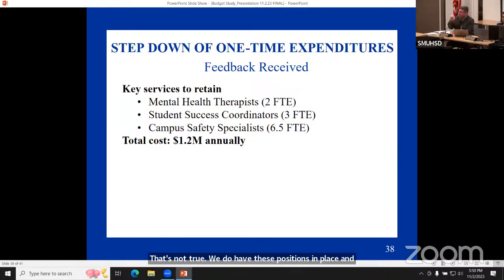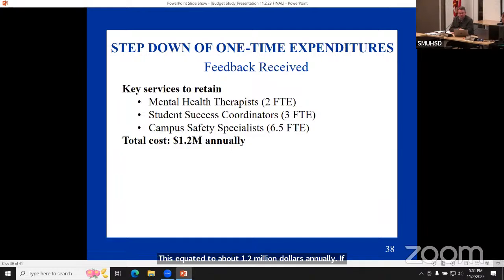Soft money paid for additional ones. The principals were strong, coordinated, and in solidarity around their interests and in their enthusiasm to retain these positions because of what they're doing for students. This equated to about $1.2 million annually if we were to shift it to the general fund.